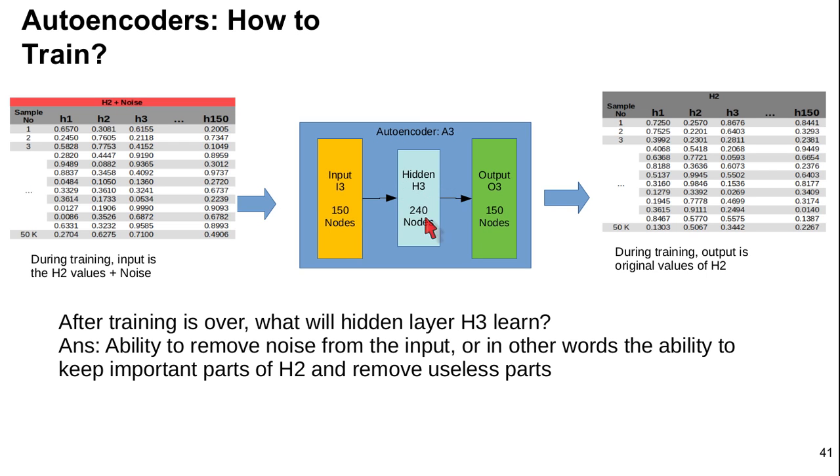The hidden layer H3 therefore would remember to keep important parts of its input and remove or ignore the useless parts. In the previous autoencoders, we had made an argument that the hidden layer was representing a compressed form of the input.